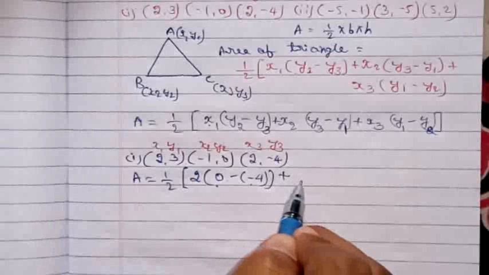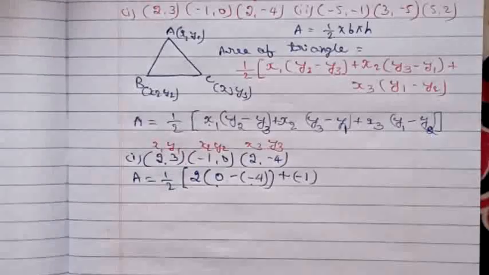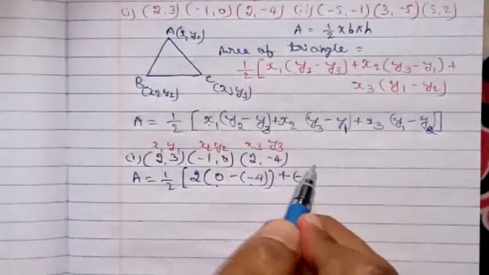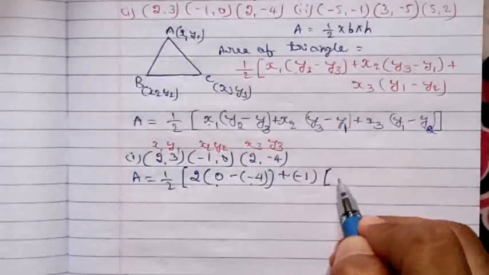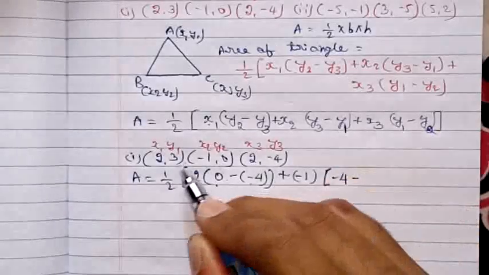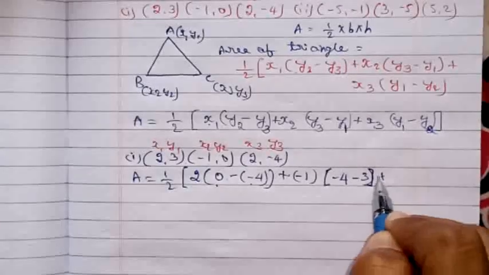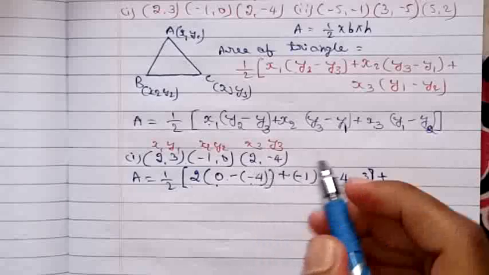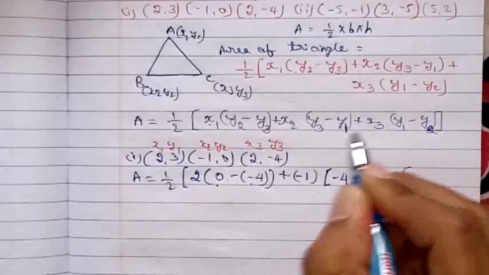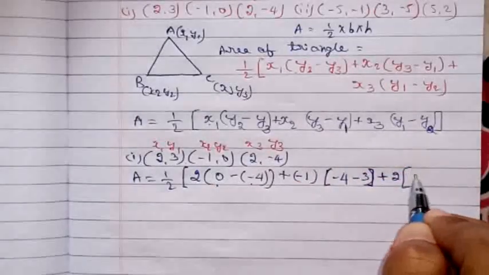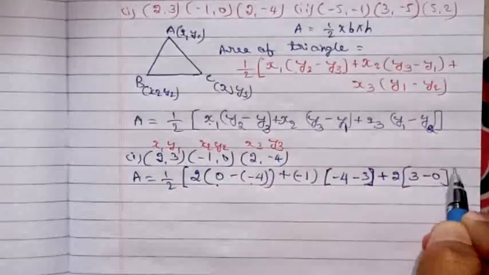Plus, now x2. What is the value of x2? x2 is minus 1. Write it in a bracket. If you have two symbols, you need to write it in a bracket. Now y3 is how much? Y3 is minus 4 minus y1, which is 3. Plus, now x3 is how much? x3 is 2 into y1, which is 3, minus y2, which is 0. Now you need to simplify.